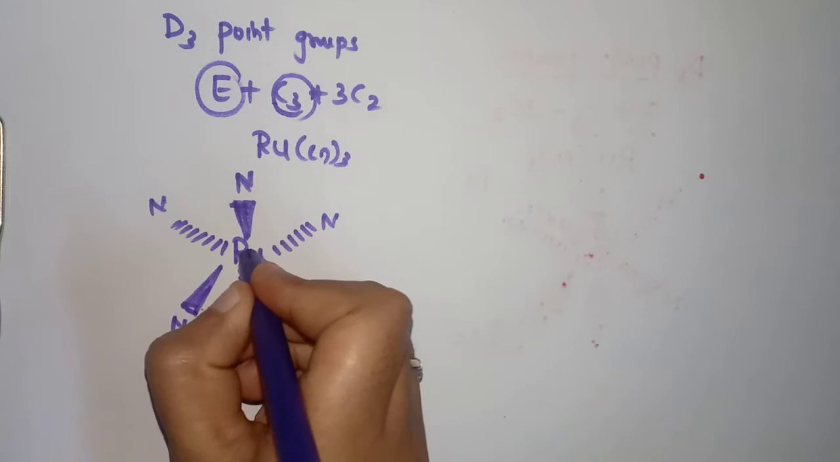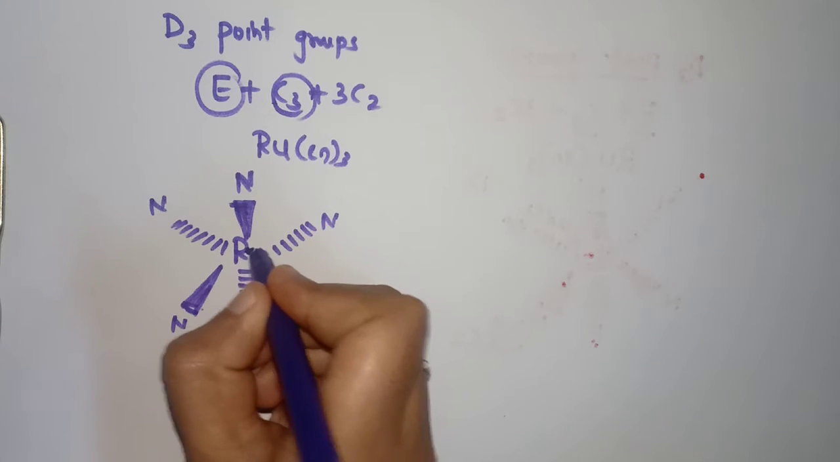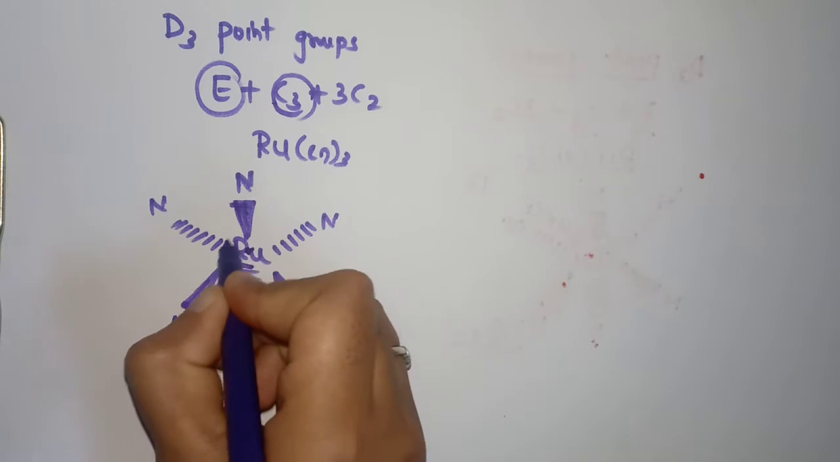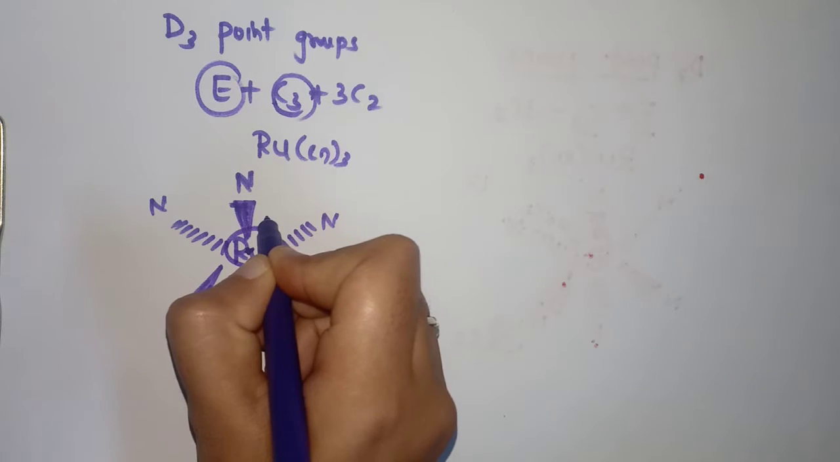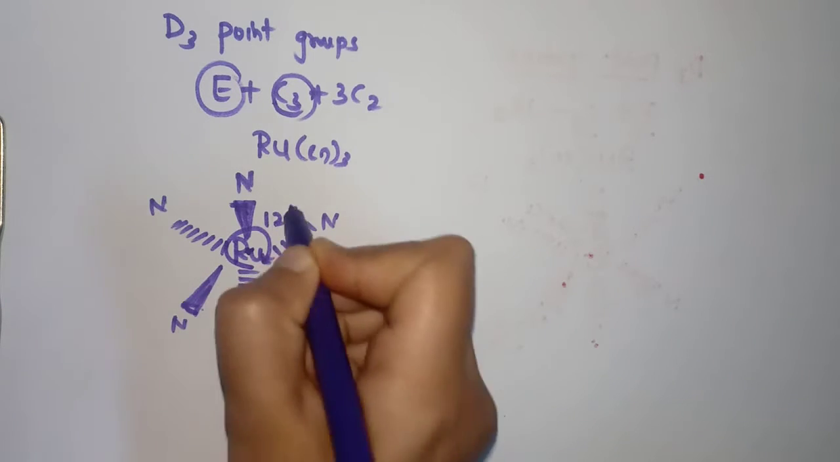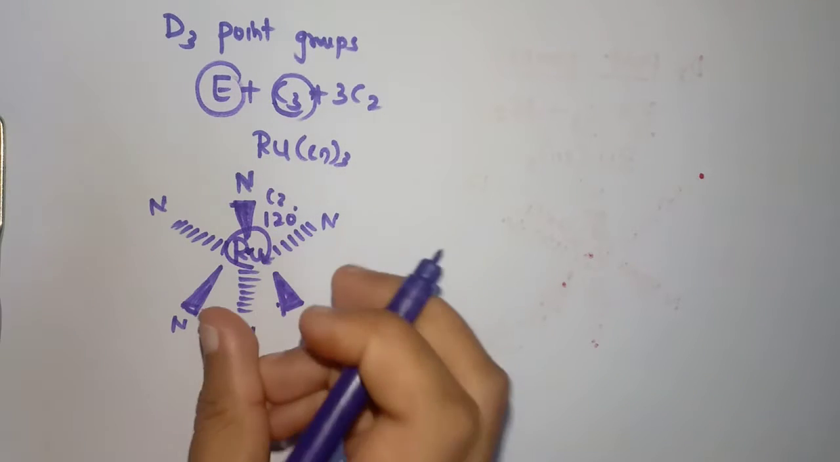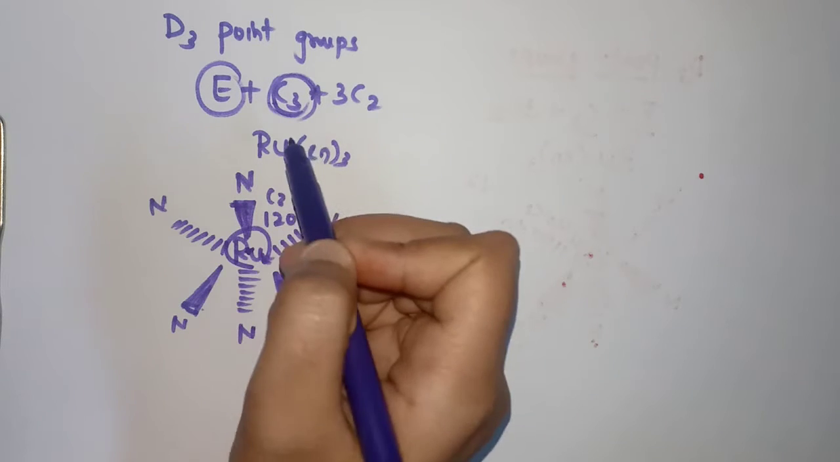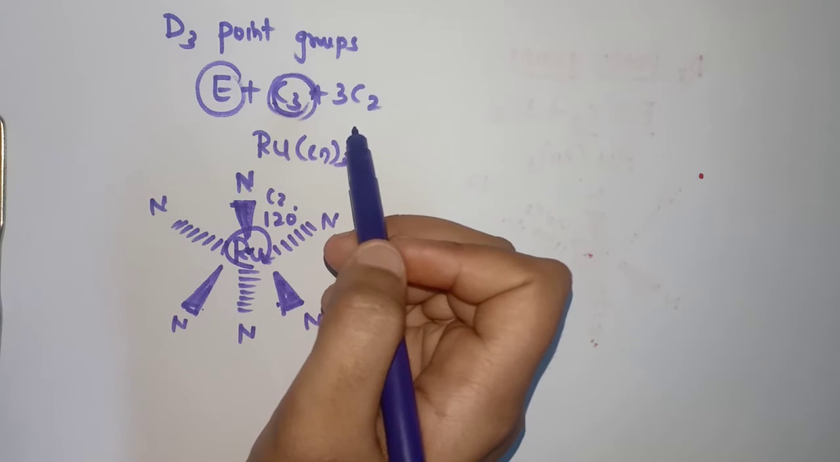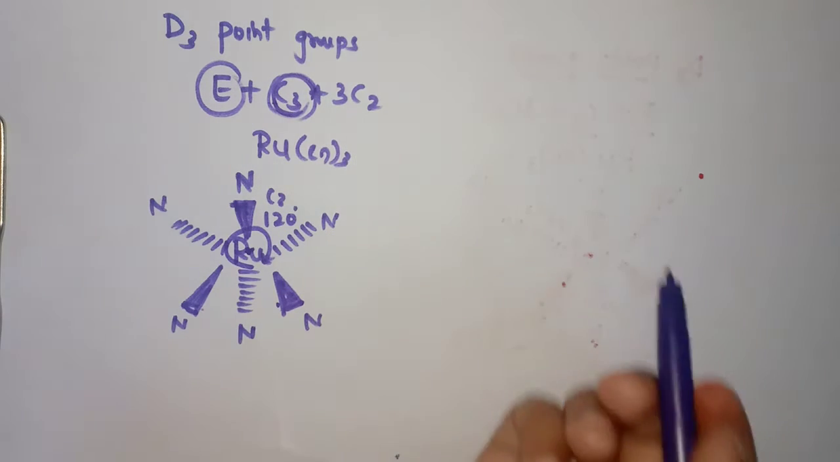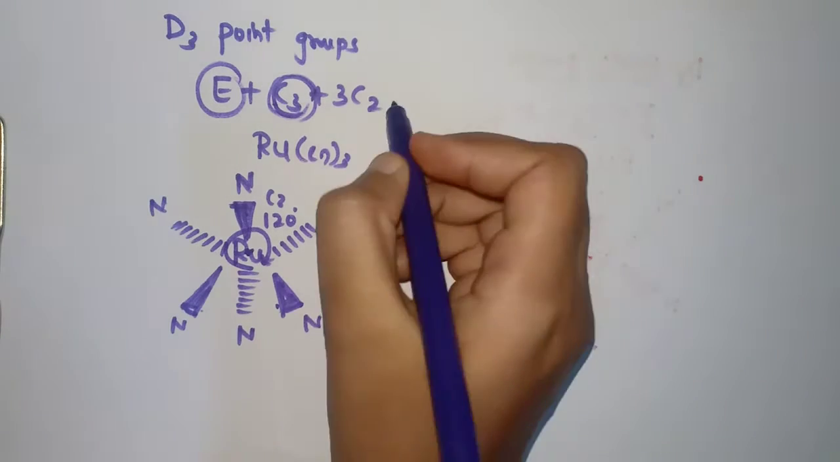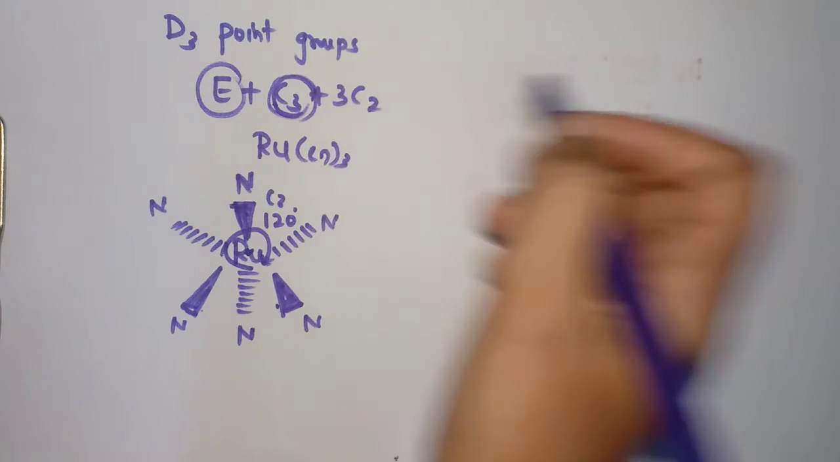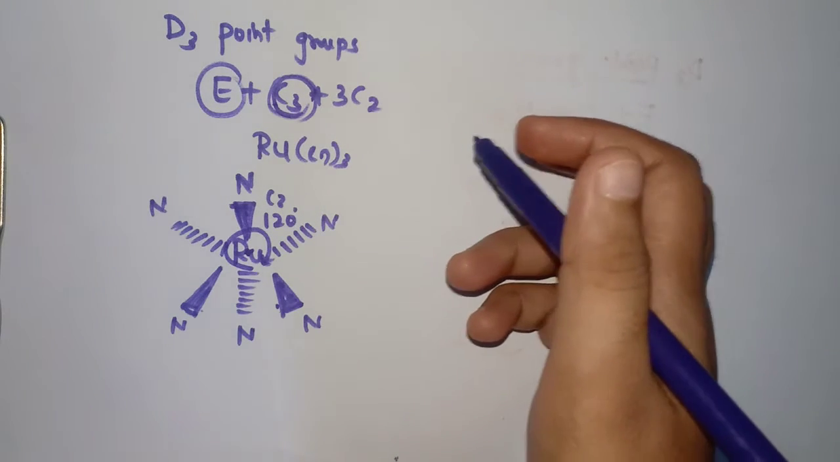See, if I pass the axis like this, it is the principal axis. If I pass the axis like this and I rotate by 120 degrees, that is by C3 axis, we will get a virtual configuration. So we have found that C3, that is the threefold symmetry axis, is present. Now we should look for the C2 axis.